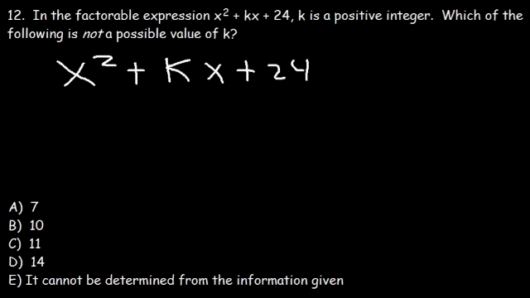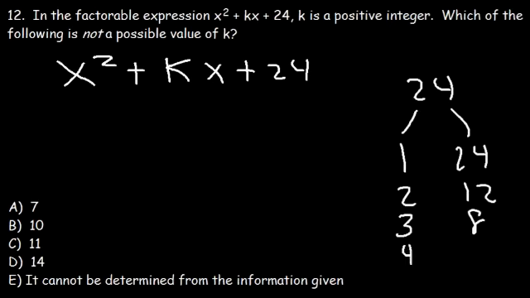So this is like a product sum type problem. We need to find two numbers that multiply to 24 but add to k. But how can we do that if we don't know what k is? So first, let's make a list of all the possibilities. All of the two numbers that multiply to 24. So this would be 1 and 24, 2 and 12, 3 and 8, 4 and 6. Each of these pairs of numbers multiply to 24. 2 times 12 is 24, 3 times 8 is 24, 4 times 6 is 24.